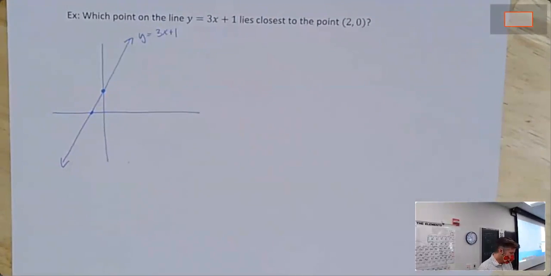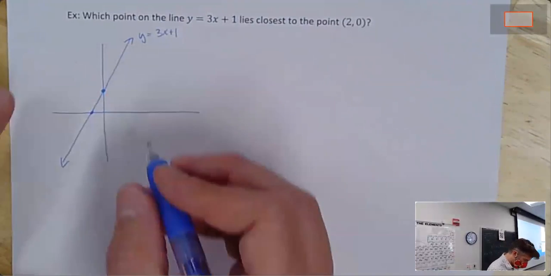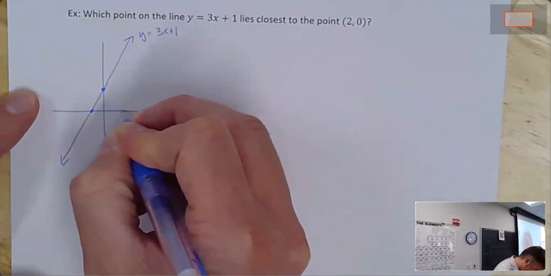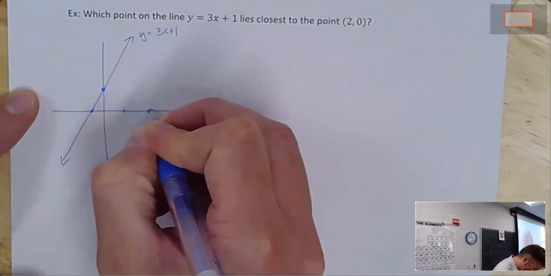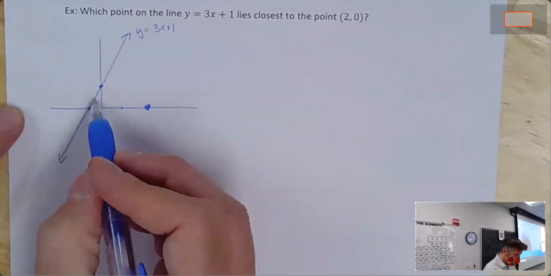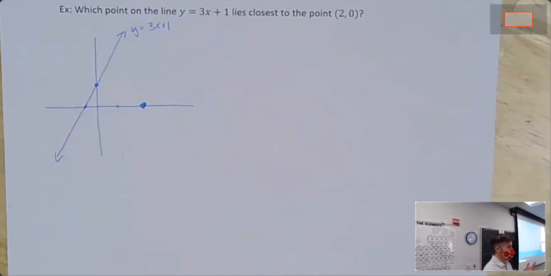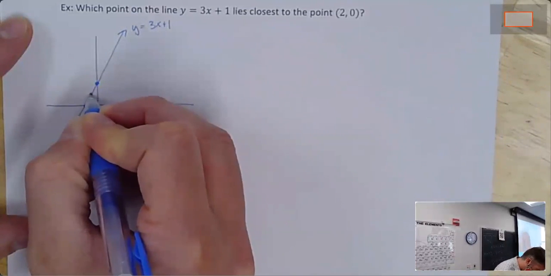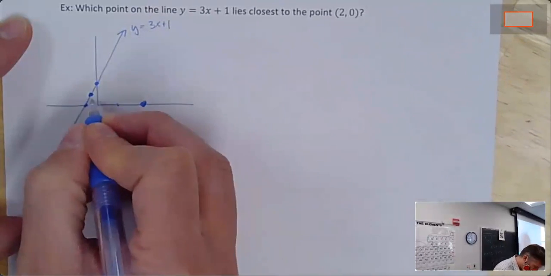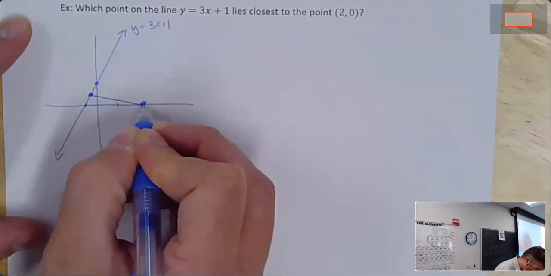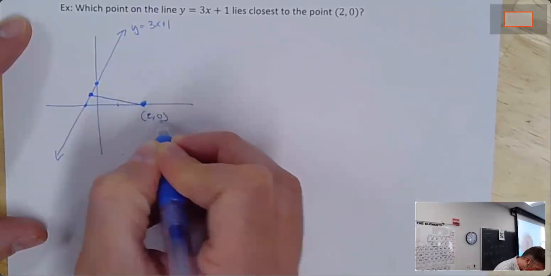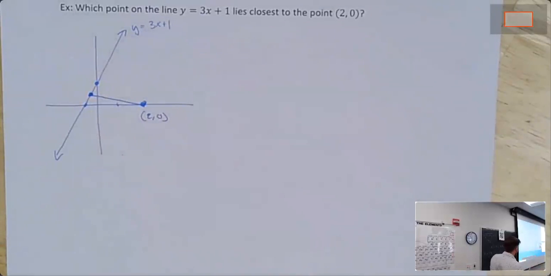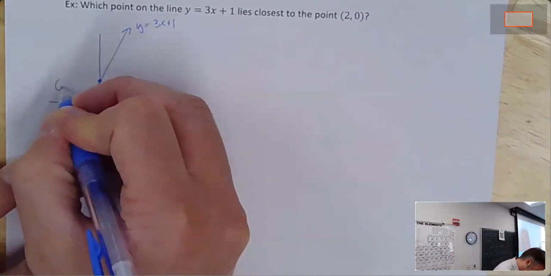Now I want to find the point on this graph that is closest to the point 2, 0. So 1, 2. So there's some point on this graph. I don't know what it is, right? We're trying to find it. But there is a point. I'm going to pretend like it's right here that is closest to that point there. So if that is actually the closest point, by the way, I'm going to label it x, y, because I don't know what it is.